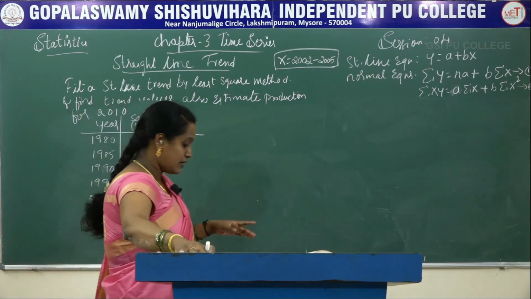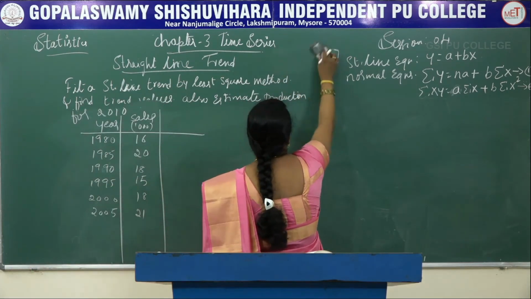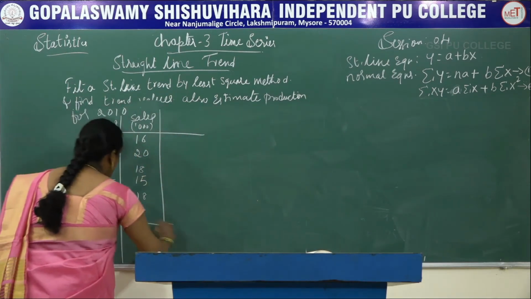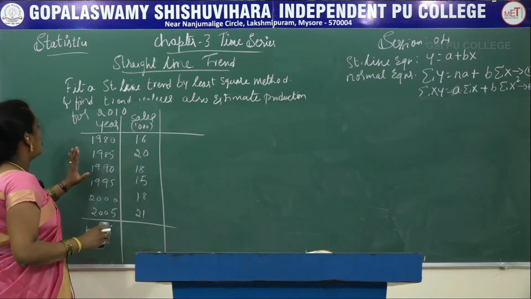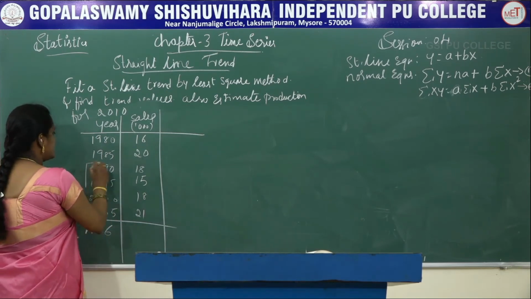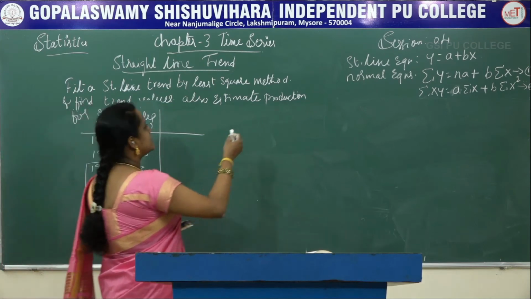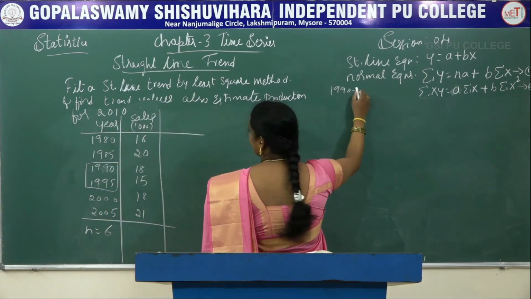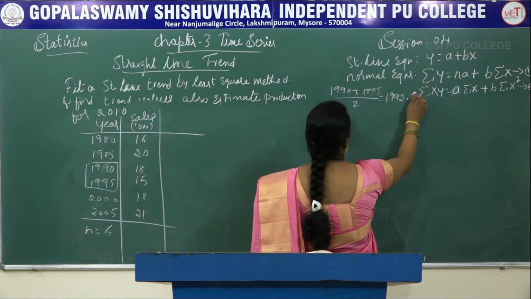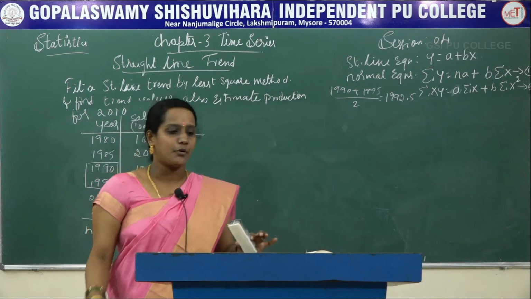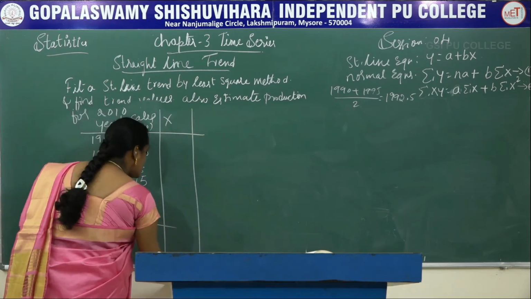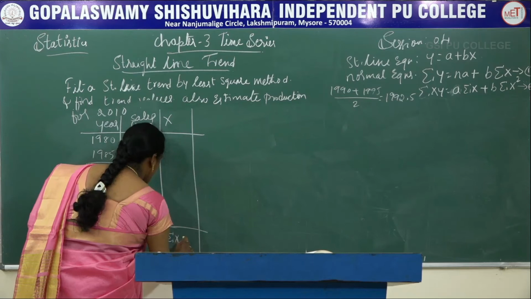See here, in the year column we have an even number of years: 1, 2, 3, 4, 5, 6. So here n is equal to 6. Here we will not get the middle year. To find it, we will take the average of these two, that is 1990 plus 1995 divided by 2, which is 1992.5. To estimate the x value, we know that our summation of x should be 0.